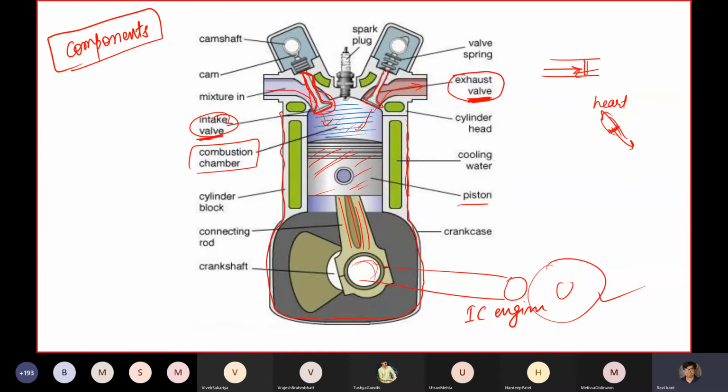Okay, this is a cylinder block. This is your connecting rod. Fine, cooling water. Okay, and in general the temperatures reach very high, say 600-800 degrees C. That may cause melting of your casings. So in order to cool things, you have circulating cooling water that is also provided.